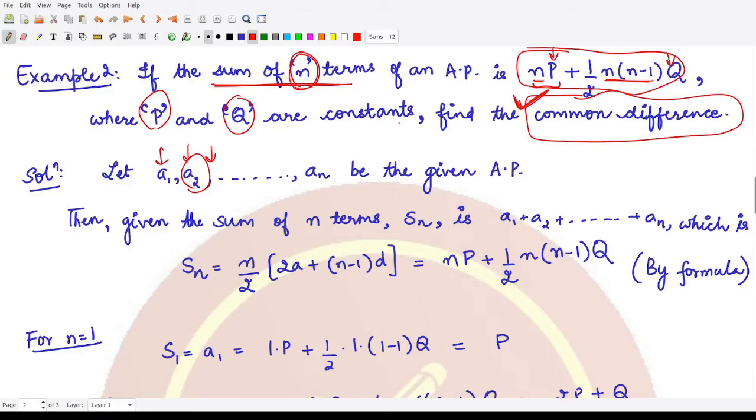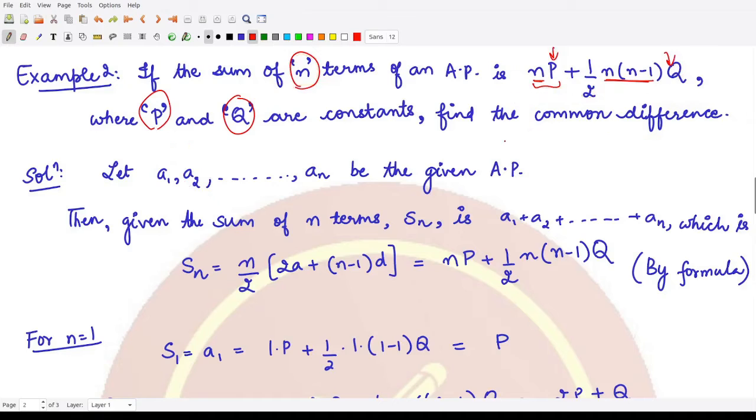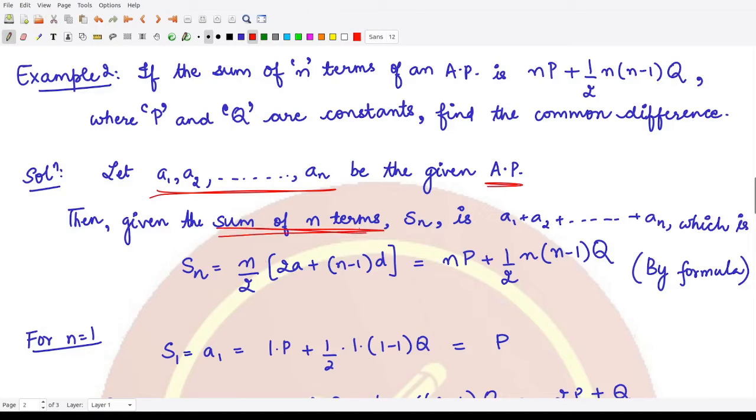So here, if we assume first of all that a1, a2 up to an represents our AP, this is the notation. Then the sum up to n terms, so when we add all of them, a1 plus a2 plus a3 and so on up to an, we would have this as equal to Sn. And what is the formula for Sn? The formula for Sn is n by 2 times 2a plus n minus 1 d, correct? This is the formula, and in the question this sum is given to be np plus 1 by 2 n minus 1 times q, correct?